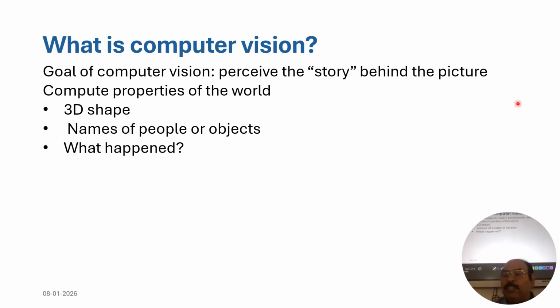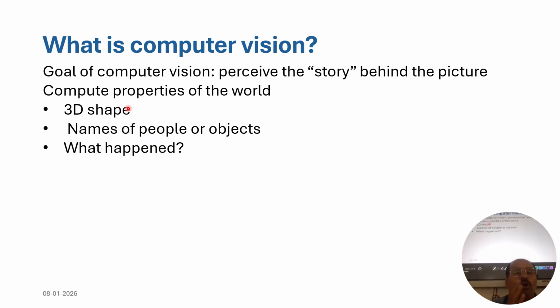So here we are perceiving the story behind the picture, and the world for a computer vision is what a camera can see. The area around it or the environment. We use the word world very often. World means a small space where we are going to see, not the exact English meaning of the word. World here means the area where you are going to watch, where you are going to see, and able to understand.